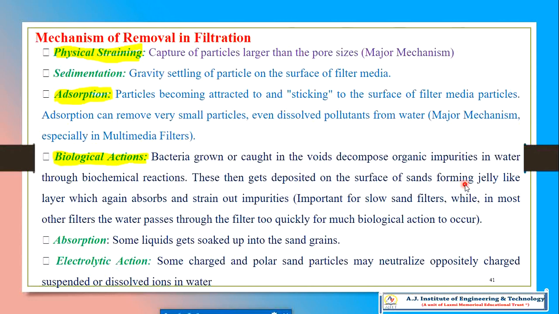This is very important for the slow sand filter. Why? Because this jelly-like layer is called the schmutzdecke. Okay, it again acts as an adsorbent, or as filter media. This is very important for the slow sand filter, while in most filters water passes through too quickly for much biological action to occur.